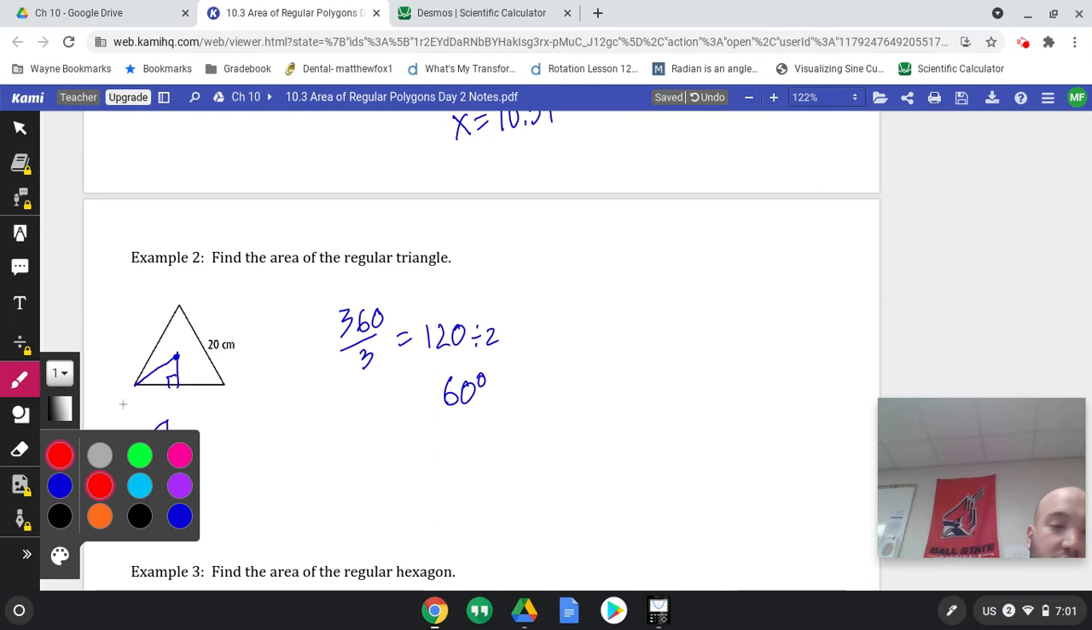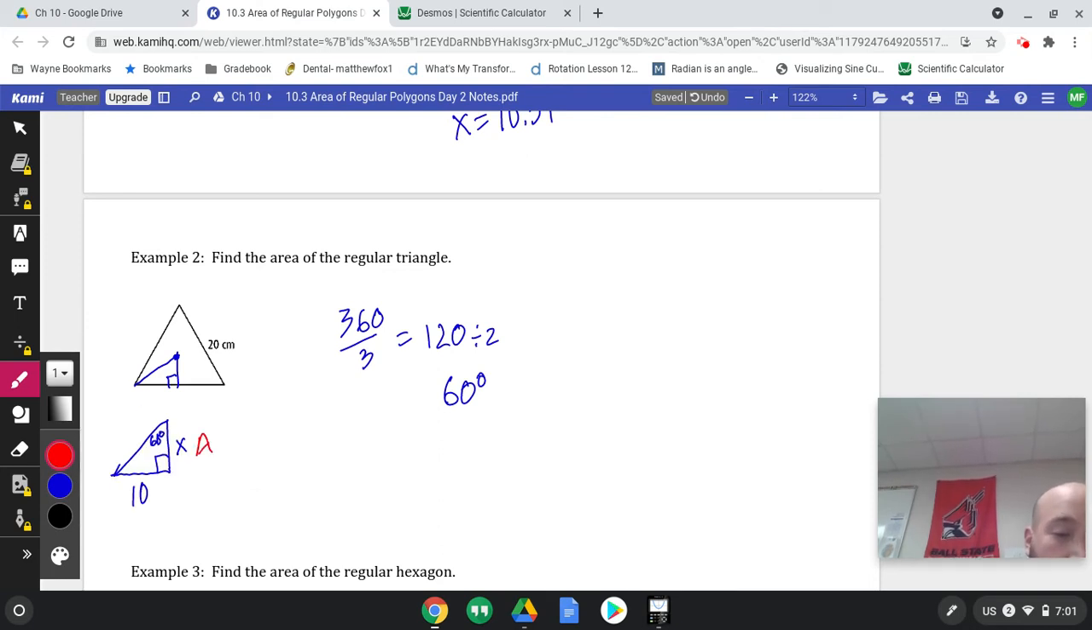And now we look, and we're trying to find the sides. This X, the apothem, is adjacent, and the 10 is opposite. So once again, TOA, tangent of 60 over 1 equals TOA, so 10 over X. We cross multiply, we'll get 1 times 10 is 10, tangent of 60 times X. Okay, we divide by tangent of 60, so we will have to do 10 divided by the tangent of 60.